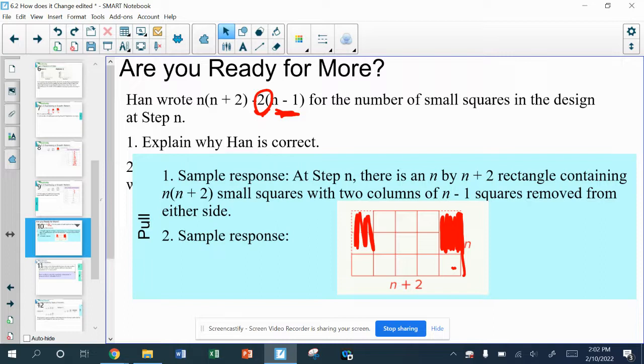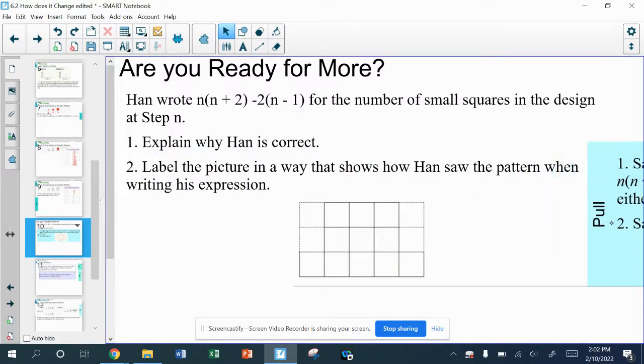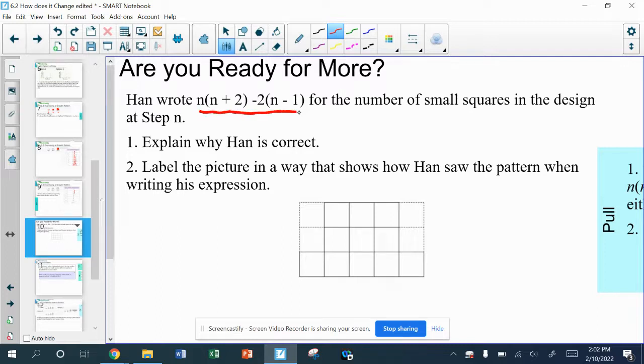Now, that's one way to explain this. And I'm not going to lie, I think that it's kind of a difficult pattern to see in that way. It says label the picture. We were just looking at that picture. There are different ways to explain this, and you may have chosen a totally different way than this for explaining this area. But that's just one way to look at it.